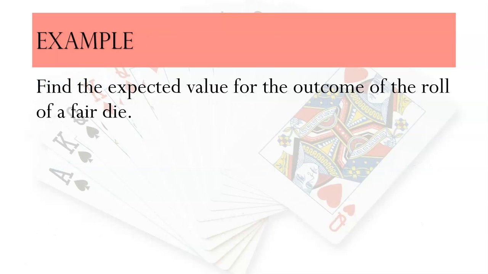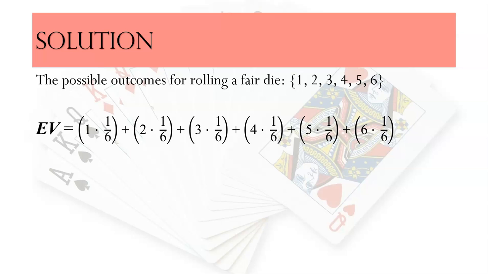This is an example of a theoretical expected value because we're going to roll a die. The question wants to know the expected value for the outcome of a roll of a fair die. So first thing we got to do is figure out what could happen if we roll a die. All the possibilities for rolling a die is 1, 2, 3, 4, 5, and 6. Those are all of our events. So I'm going to take each one of them and multiply that value by the probability of that happening.